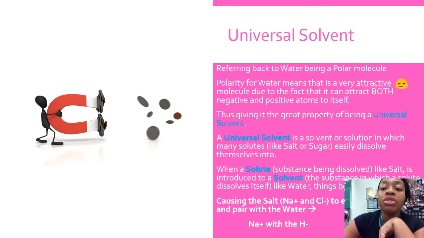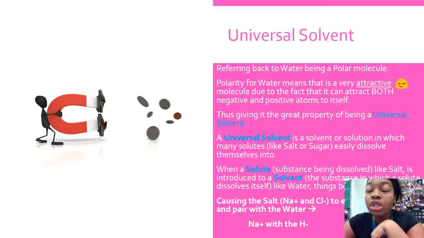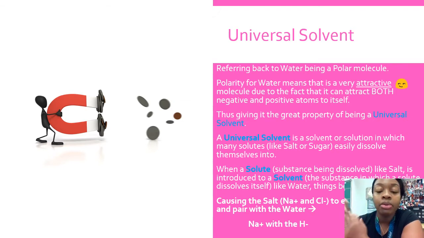A universal solvent is a solvent or solution in which many solutes, like salt or sugar, easily dissolve. Keep in mind that water has both a positive and a negative side. Let me minimize this video so you can see what I wrote here. If I put some salt, which is a solute, inside of water, which is a solvent, then Na, because salt is sodium chloride, so sodium is represented by Na and chloride by Cl minus. That's on the periodic table.